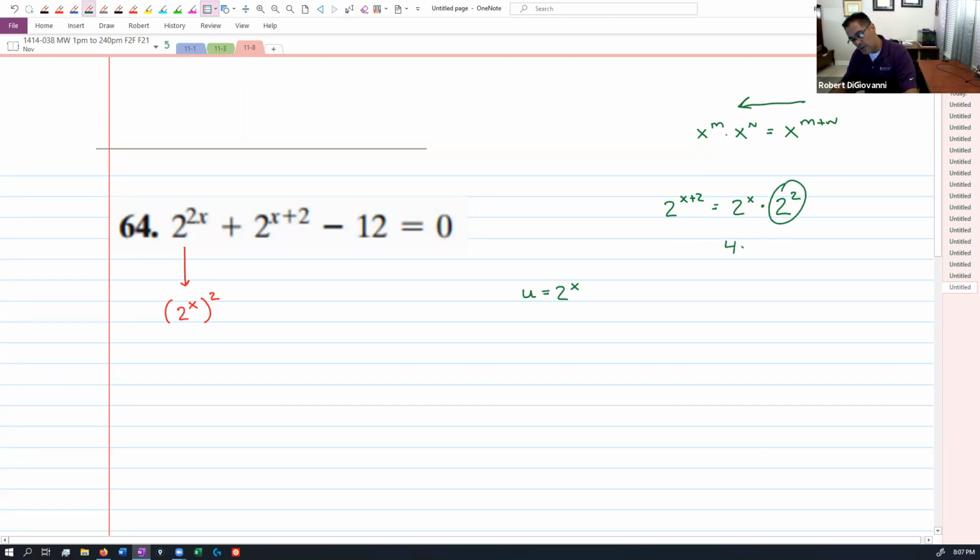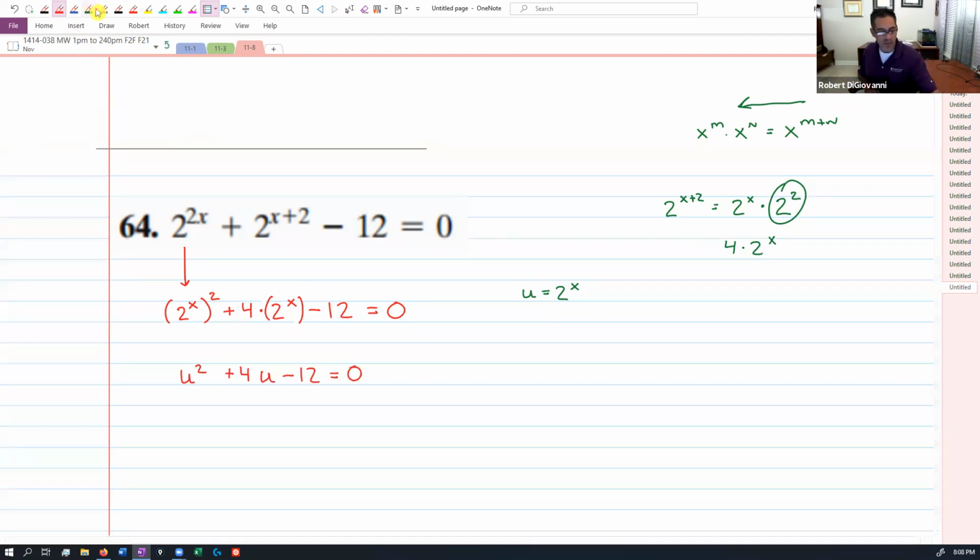So I could put that in front of the 2 to the x, and now it looks like this. If I write this as plus 4 times 2 to the x, that's the same expression. And now we can see that we can replace that 2 to the x with u. Now it becomes u squared plus 4u minus 12 equals 0. Now, be careful here. Students will make this mistake. They'll do, oh, 4 times 2, that's 8. Can't do that. Order of operations says you must do exponents before the multiplication, so you can never combine those two together. So you leave it. Don't do that.